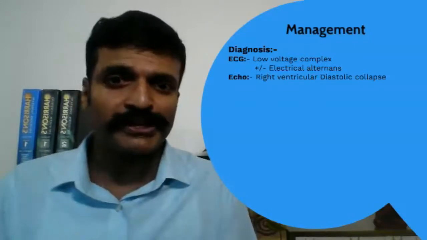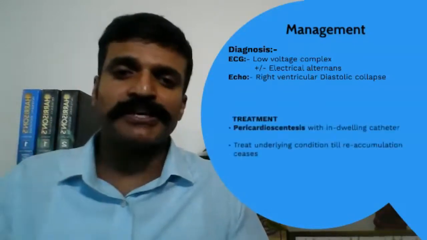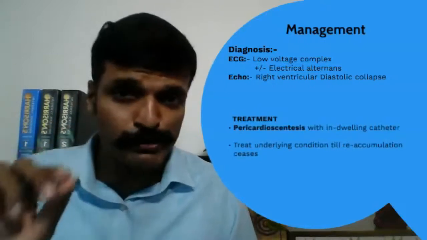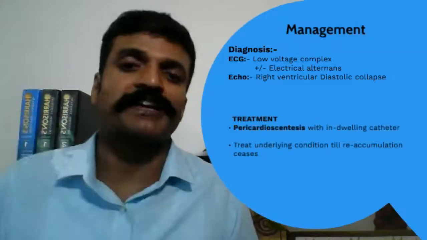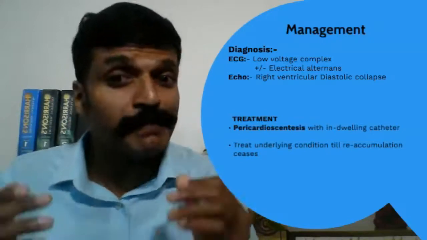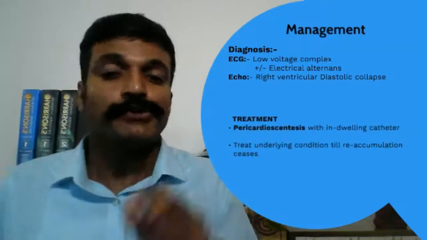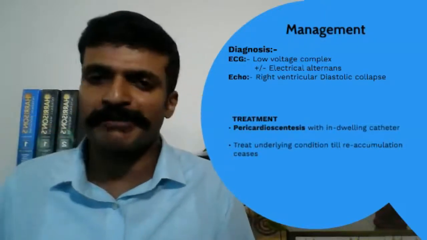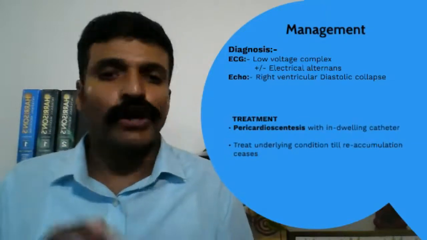Once you see the right ventricular diastolic collapse, the treatment is immediate emergency pericardiocentesis. You need to put in a catheter into the pericardial cavity. This is best done in a guided manner. You can put it in a guided manner using the echocardiography so as to hit the pericardium itself and not to touch the myocardium.